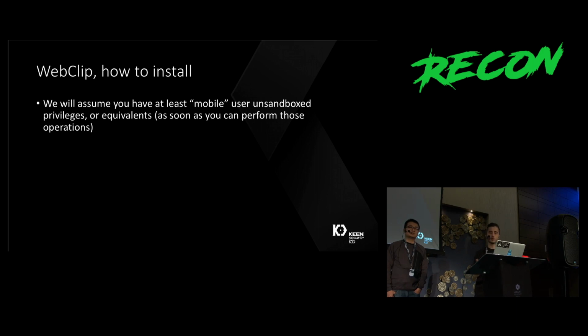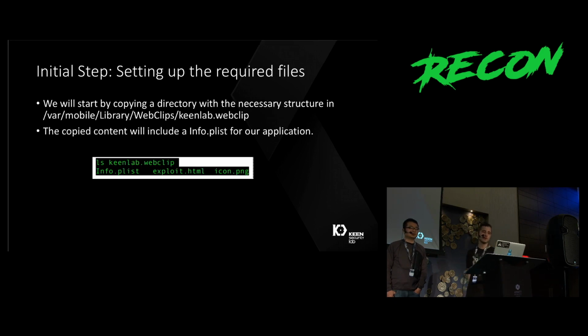To start, we will assume that you are already out of the sandbox, because that part was already covered by Liang. And the minimum requirement to do this is to have the mobile user without a sandbox or a very good sandbox profile. So you have to drop some files inside this folder, Library/WebClips. You need to make this folder, and you just have to bundle an Info.plist like every traditional application. Then if you want, you can put your exploit and the icon.